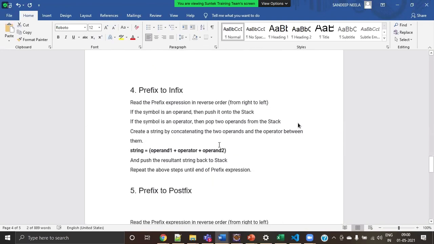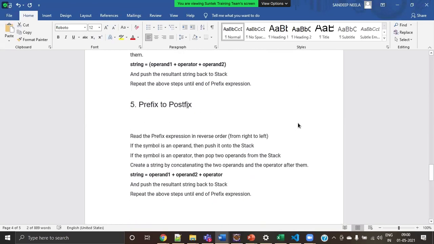Next, prefix to infix. Read the prefix expression in the reverse order. Same as what we did: if the symbol is an operand, push it into the stack. If the symbol is an operator, pop the two operands from the stack and create the string by concatenating them. This is the same as postfix to infix. But there we read the string directly from left to right, and here we are reading from right to left. That's the only difference. The remaining is the same.